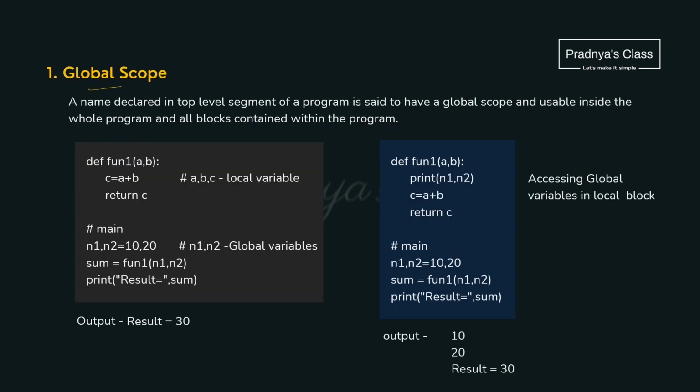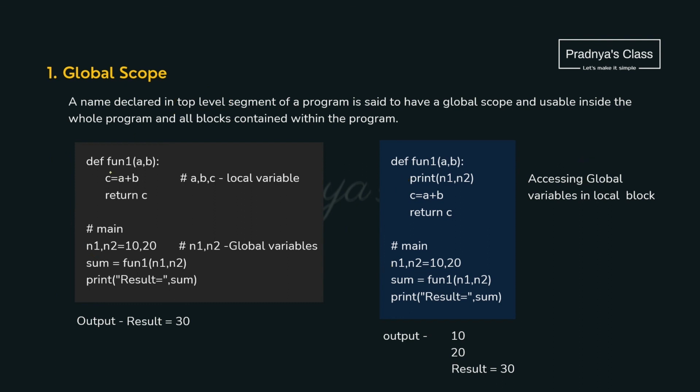Alright, let's discuss global scope. It is the top level segment of the program. It means if a variable is declared in the main program, it is accessible throughout the program, even inside a particular block of code. Let's take this example. This is the main program. In the program we have declared two variables n1 and n2. They are visible throughout the program, even inside the function. If you try to access these variables inside the block, they are accessible. You can print them because they have global scope.